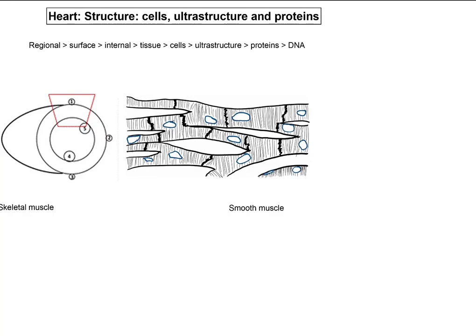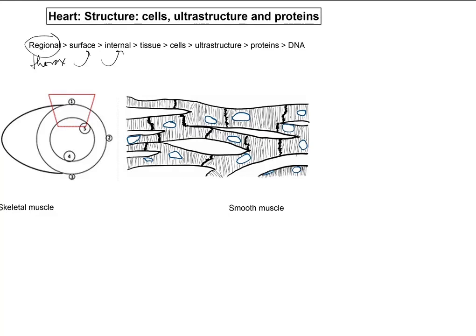Today's topic is the structure of the heart at the level of cells, organelles, and proteins. In the previous lecture we noted that structure is a very comprehensive term in understanding how an organ is built. It starts with the regional architecture, which is important because organs affect each other because of physical proximity. And for the heart, this would be the thorax. We then look at the surface of the heart and then the internal structures.